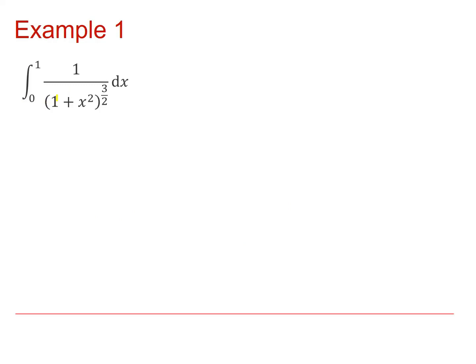Let's have a look at this example. I've got a function involving 1 plus x squared, but I've also got limits, and I need to make sure that I transform those when I do the substitution. So let's try our substitution. We're going to let x equal tan u.